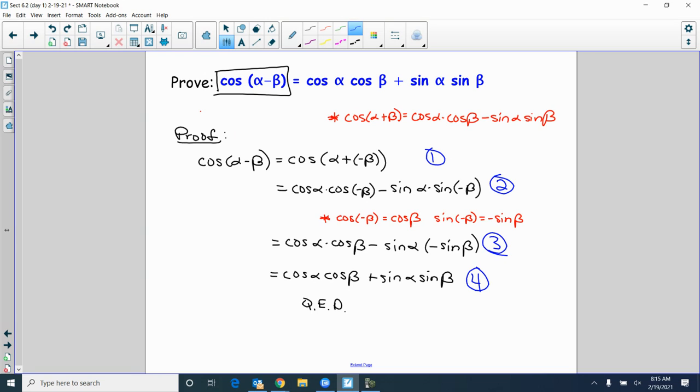And what's in red is just things we've already used. It just kind of explains what you're doing. You don't have to write that down as part of your proof. You can, but you don't have to. Okay. All right. How do you get minus sine of alpha? Because in number 1, it doesn't even have sine up there. How do you get from 1 to 2?